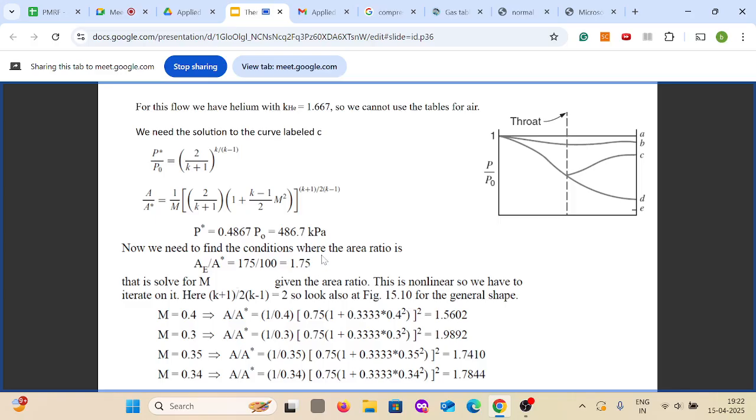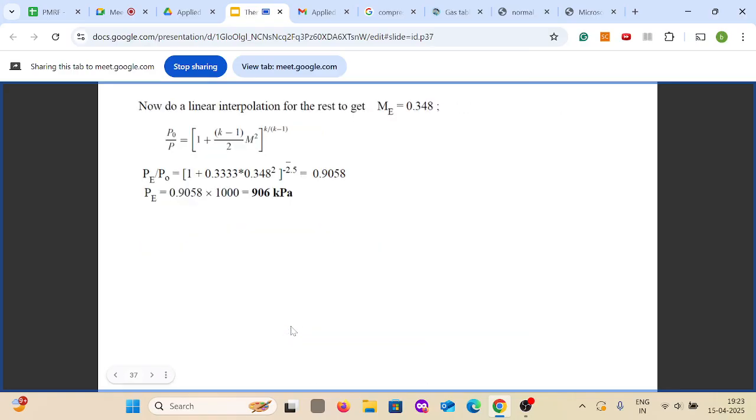So reducing the Mach number by 0.3, we get area ratio 1.9894, so the answer is somewhere in between. Again substituting Mach number of 0.35, we get area ratio as 1.741, which is close to what we need. And then doing an interpolation, we can find out that the Mach number at the exit should be 0.348.